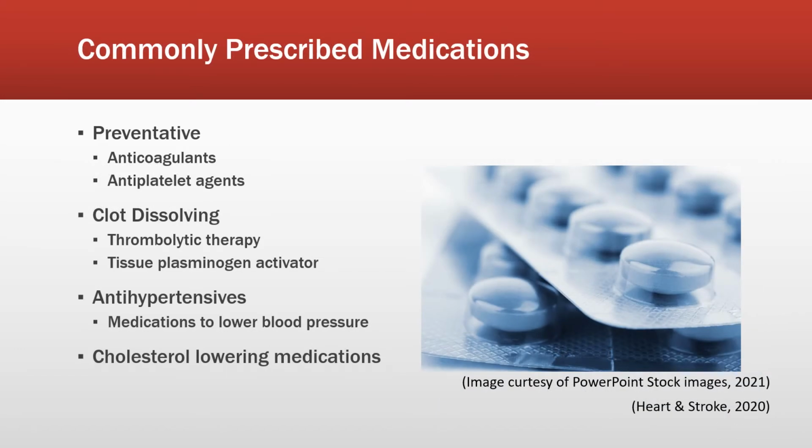Some commonly prescribed medications fall into 4 classifications: preventative, clot dissolving, antihypertensives, and cholesterol lowering. An example of preventative is warfarin. That just kind of thins out the blood a little bit and helps it to keep moving around. Clot dissolving, well, aspirin is the most prescribed. It's cheap, but it's effective.